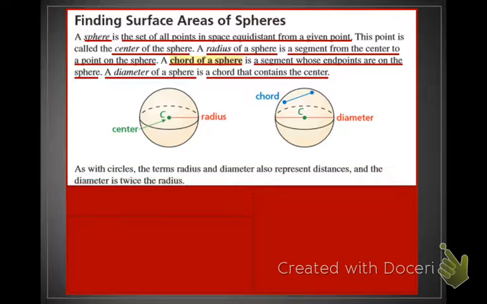What relationship does the radius have with the diameter? It's half. As with circles, the terms radius and diameter also represent distances, and the diameter is double or twice the radius. The radius is half the diameter. So that still applies here.